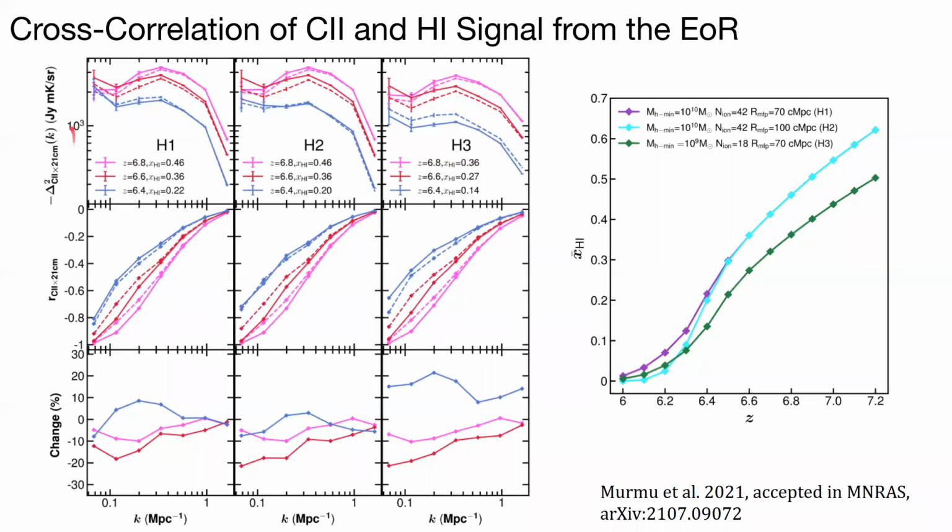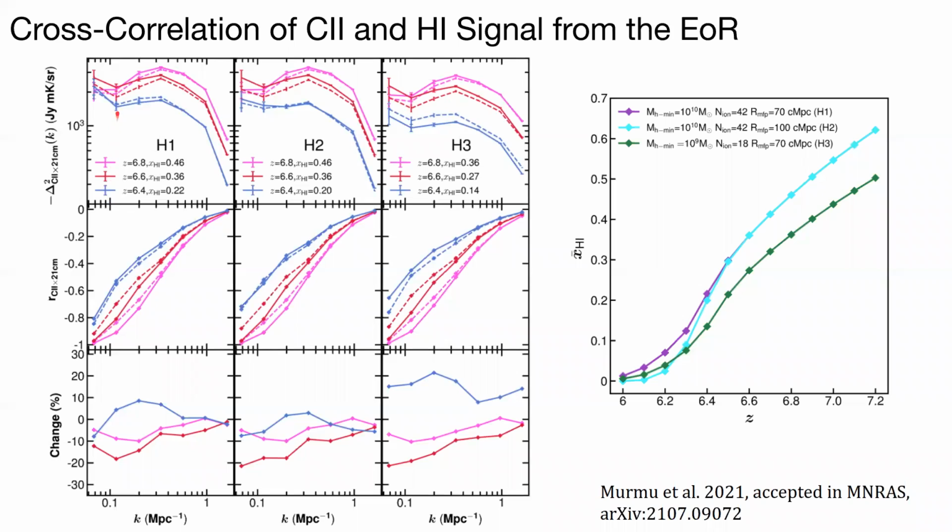So the top panels show the cross power spectrum at three different redshifts: redshift 6.8, 6.6, and 6.4. Now, for the three different histories, the corresponding neutral fraction values at these three redshifts will be different. That's why the neutral fraction value is also quoted beside the redshifts. You can see that the blue one is the lowest redshift, the pink one is the highest redshift, and the red one is somewhere in the middle. At small k modes, this tick is 0.1 per megaparsec, and this one, let's say, 1 per megaparsec. Let us just concentrate on the signal within this range, 0.1 to 1 per megaparsec.